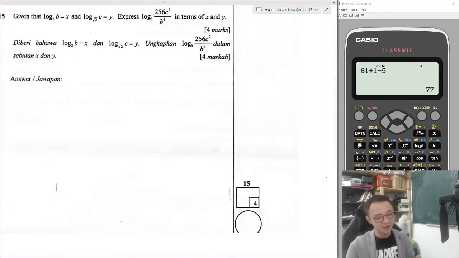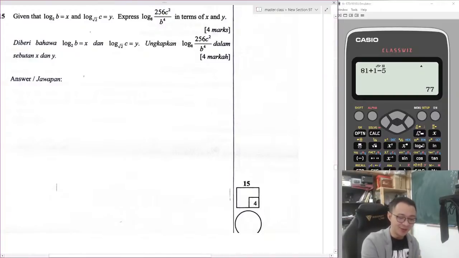Alright, so okay, we go to the log. I see this one in log A, I want to express that. Definitely I can change the log A into log 2. But then I don't like the log square root 2 here.